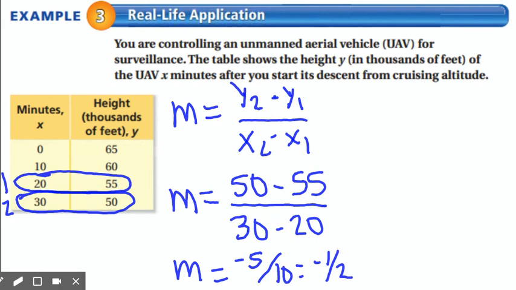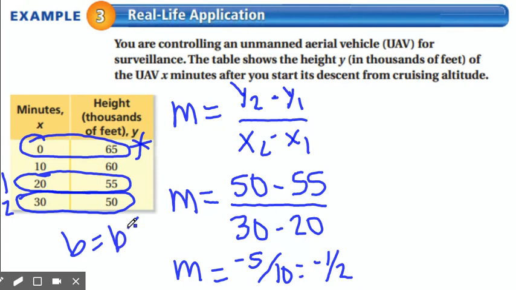Now, your y-intercept is where your x value is 0. That's already given to us in this table. So we know that our b value, because of this point right here, equals 65.